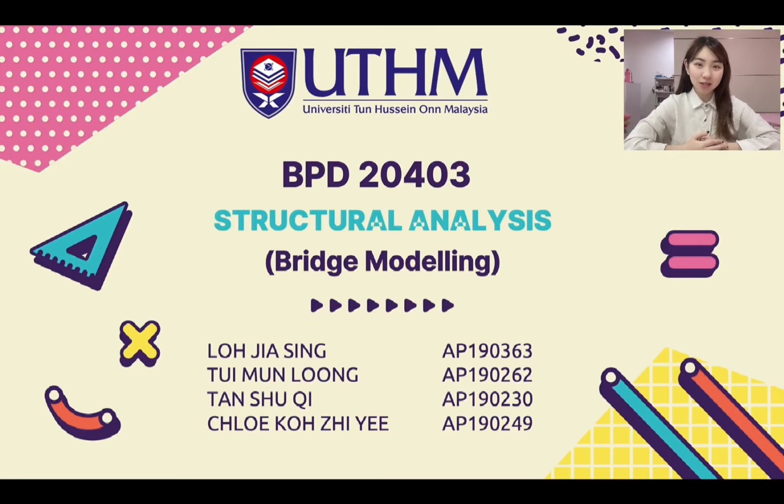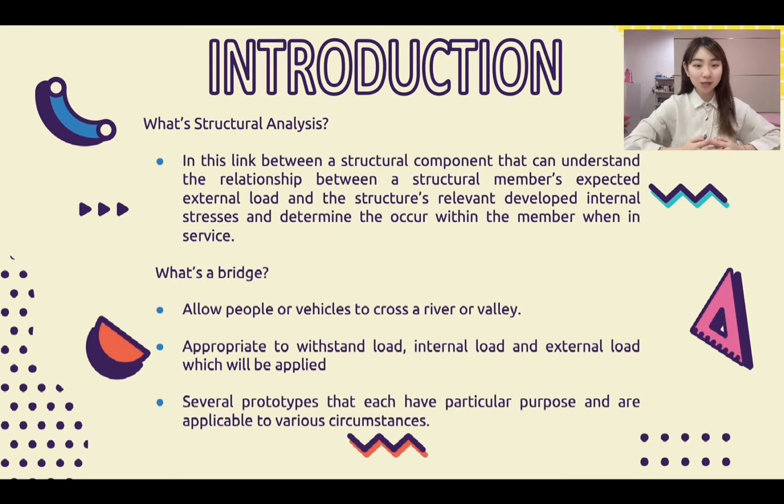My name is Chloe Kaji and my matric number is AP190230. We are Group 3, giving a presentation on the bridge modeling of our group project. These are the members of the group: Yao Jiaxing, Dui Mendong, Dan Shiqi, and me, Chloe Kaji. I'll be giving the presentation on the introduction part.